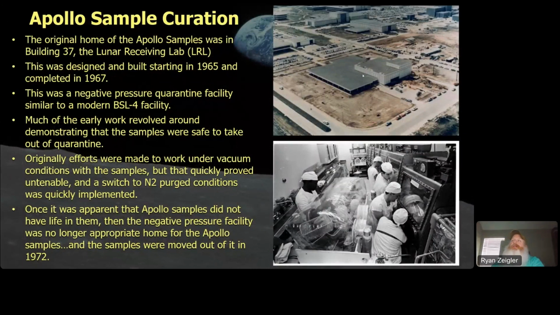Now, this was designed as a quarantine facility, because remember, in the 1960s, we didn't know whether there was life on the moon or not, and we didn't know how life on Earth was going to react to life on the moon. So out of an abundance of caution, they designed a quarantine facility, a negative pressure clean room that's similar to a BSL-4 facility nowadays. I'm not trying to start a fight about that. I understand that a modern BSL-4 lab is considerably more rigorous in its quarantine than what we had back then. This is what we had at the time.